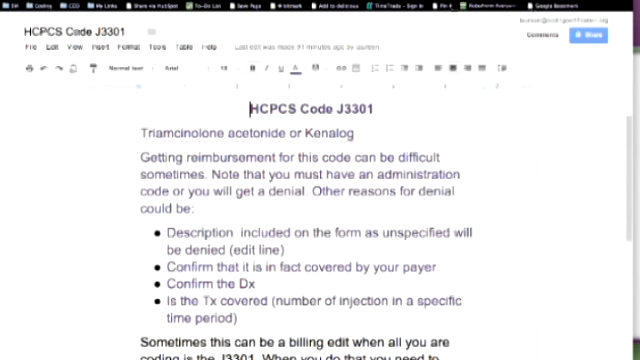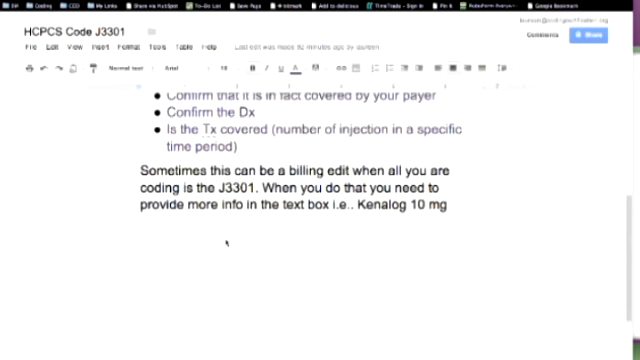Some other things to keep in mind: the description. Several people stated that it needs to state Triamcinolone or Kenalog because Medicare will not take a code that's unspecified. And this, even though it says it's for Kenalog, but it also states in the description unspecified. So it has to be spelled out. One person mentioned that you can put it on the edit line. There's different forms that you use for this, and so I didn't go into detail about that.